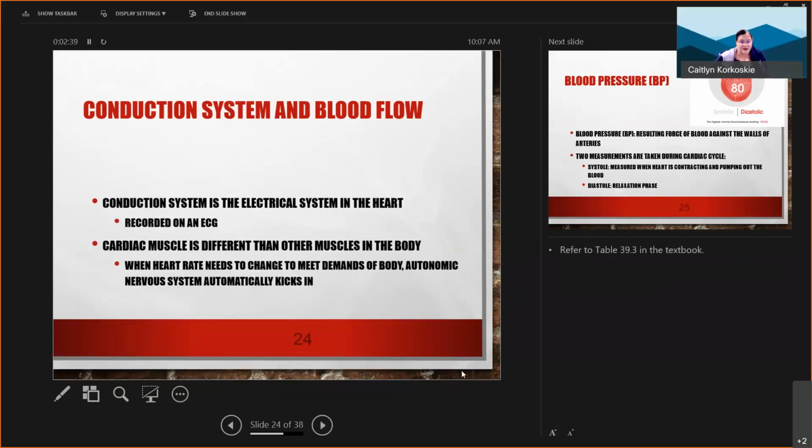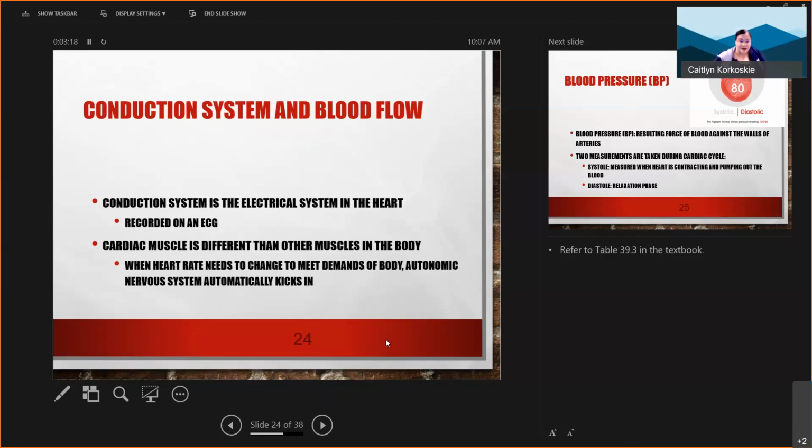Okay, so the conductive system of blood flow. Again, we have that electrical system that makes the impulse for our heart to contract. We can perform an EKG, which tracks those electrical impulses. We'll learn more about EKGs through this module as well. An EKG checks the electrical impulses, but it can't tell us the structure of the heart. That would be a different test that we'll go over.